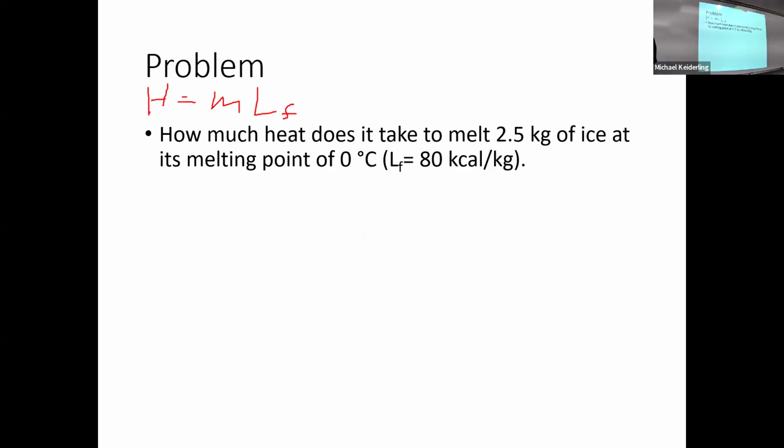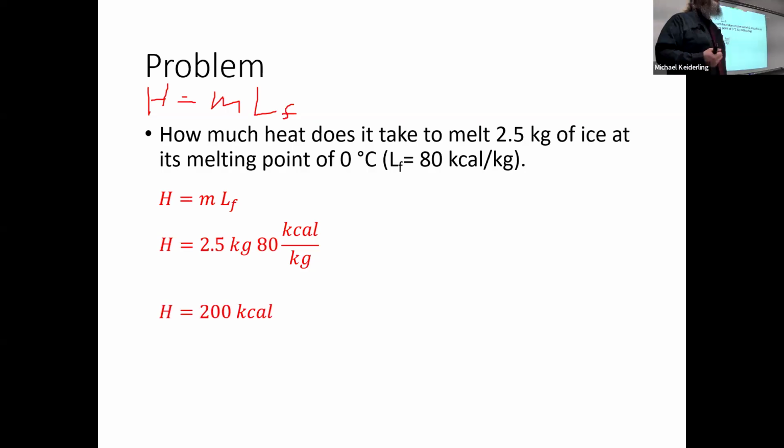So how much heat does it take to melt 2.5 kilograms of ice at its melting point of 0 degrees Celsius? The latent heat of fusion for ice is 80 kilocalories per kilogram. So this is, again, quite straightforward. Heat is mass times latent heat of fusion. So 2.5 kilograms times 80 kilocalories per kilogram gives you 200 kilocalories.